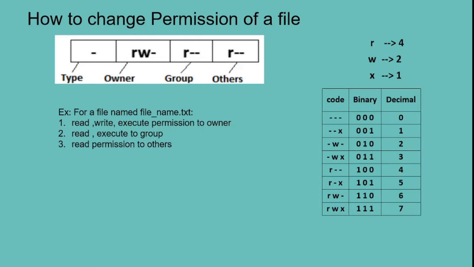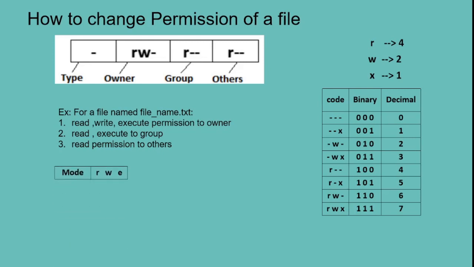Let's take an example to understand it. Let's suppose for a file name.txt we need to assign permissions. First, the permission we need to assign to the owner is read, write and execute. The second permission we need to assign to the group is read and execute. The third permission we need to assign to others is read only. So how will we assign it?